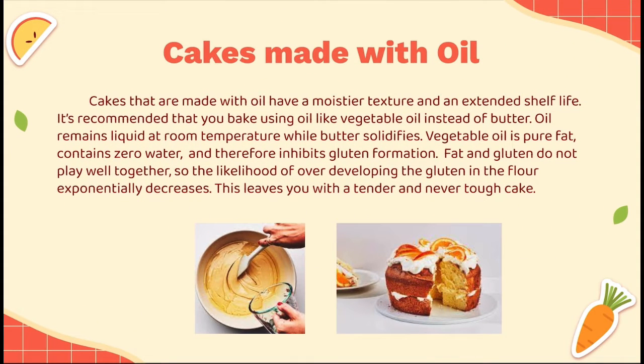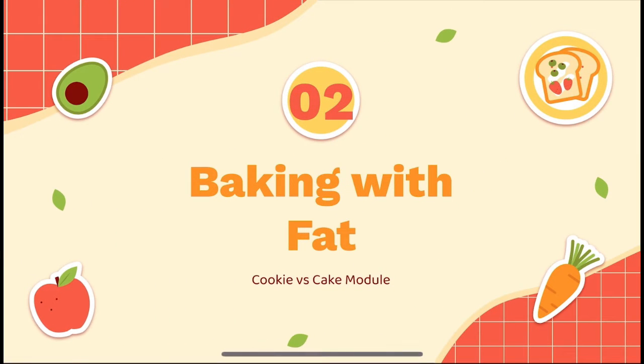Cakes that are made with oil have a moist texture and an extended shelf life. It's recommended that you bake using oil like vegetable oil instead of butter. Oil remains liquid at room temperature while butter solidifies at room temperature. Vegetable oil is pure fat containing zero water and therefore inhibits gluten formation. Fat and gluten do not play well together, so the likelihood of overdeveloping the gluten in the flour exponentially decreases. This leaves you with a tender and never tough cake.